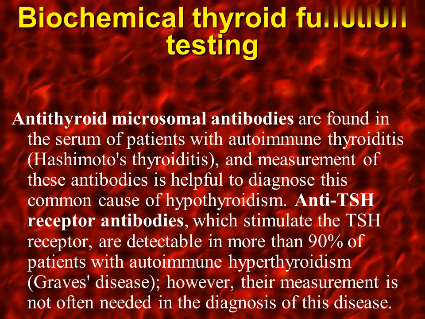Biochemical thyroid function testing. Antithyroid microsomal antibodies are found in the serum of patients with autoimmune thyroiditis, Hashimoto's thyroiditis, and measurement of these antibodies is helpful to diagnose this common cause of hypothyroidism. Anti-TSH receptor antibodies, which stimulate the TSH receptor, are detectable in more than 90% of patients with autoimmune hyperthyroidism, Graves' disease. However, their measurement is not often needed in the diagnosis of this disease.